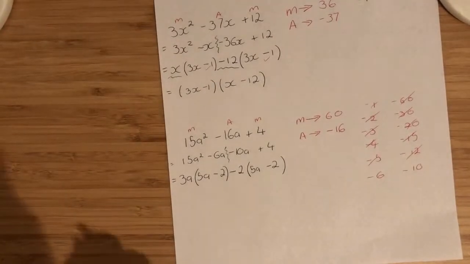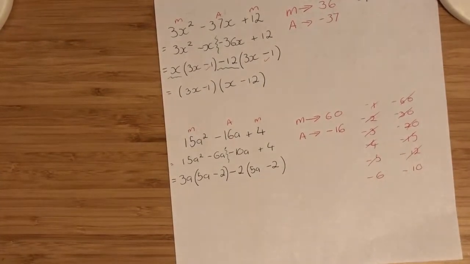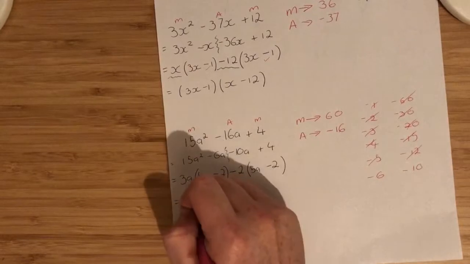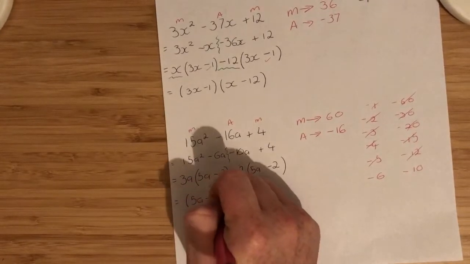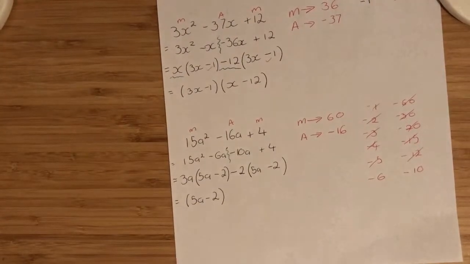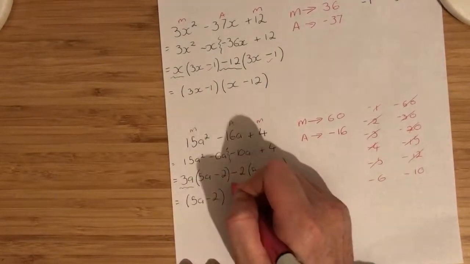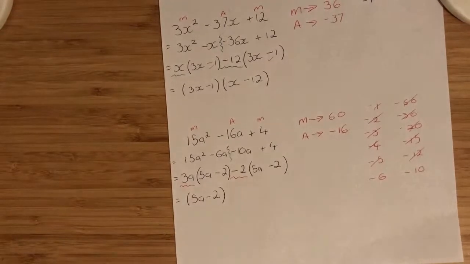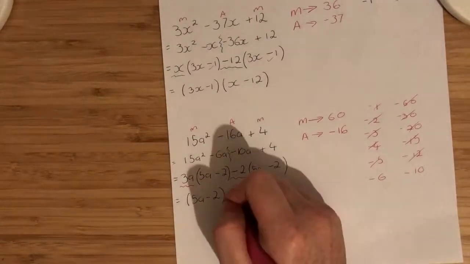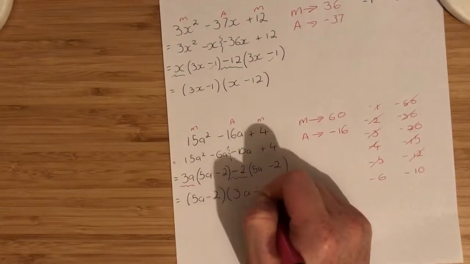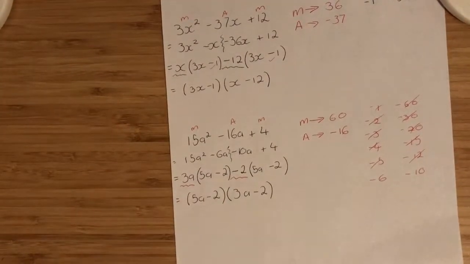And so our two brackets match, so that's looking good. 5a minus 2 and 5a minus 2, so we can write that out as our first bracket. Equals 5a minus 2. The next one comes from the other two terms. We've got 3a minus 2. So open the brackets, 3a minus 2. And that is your solution.